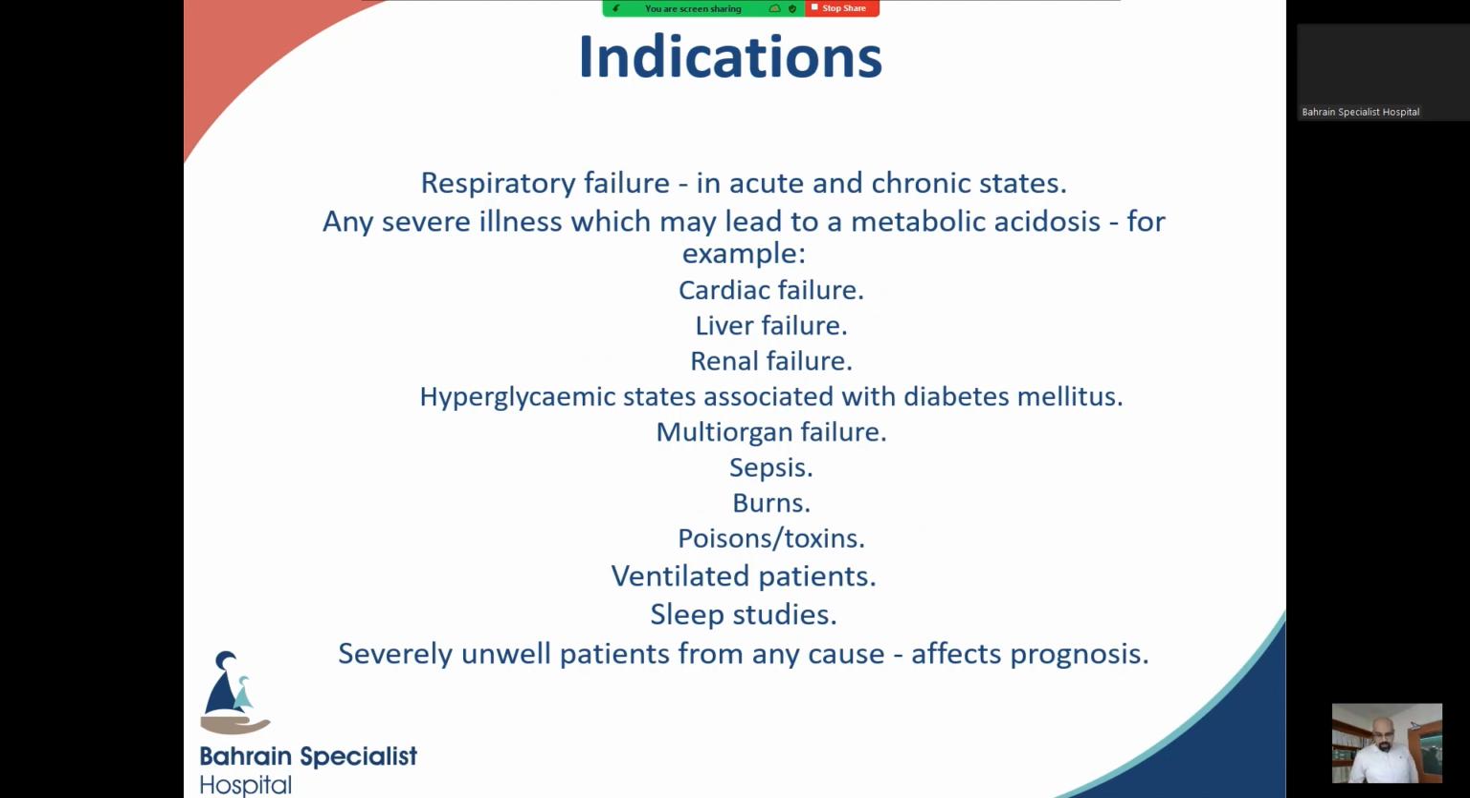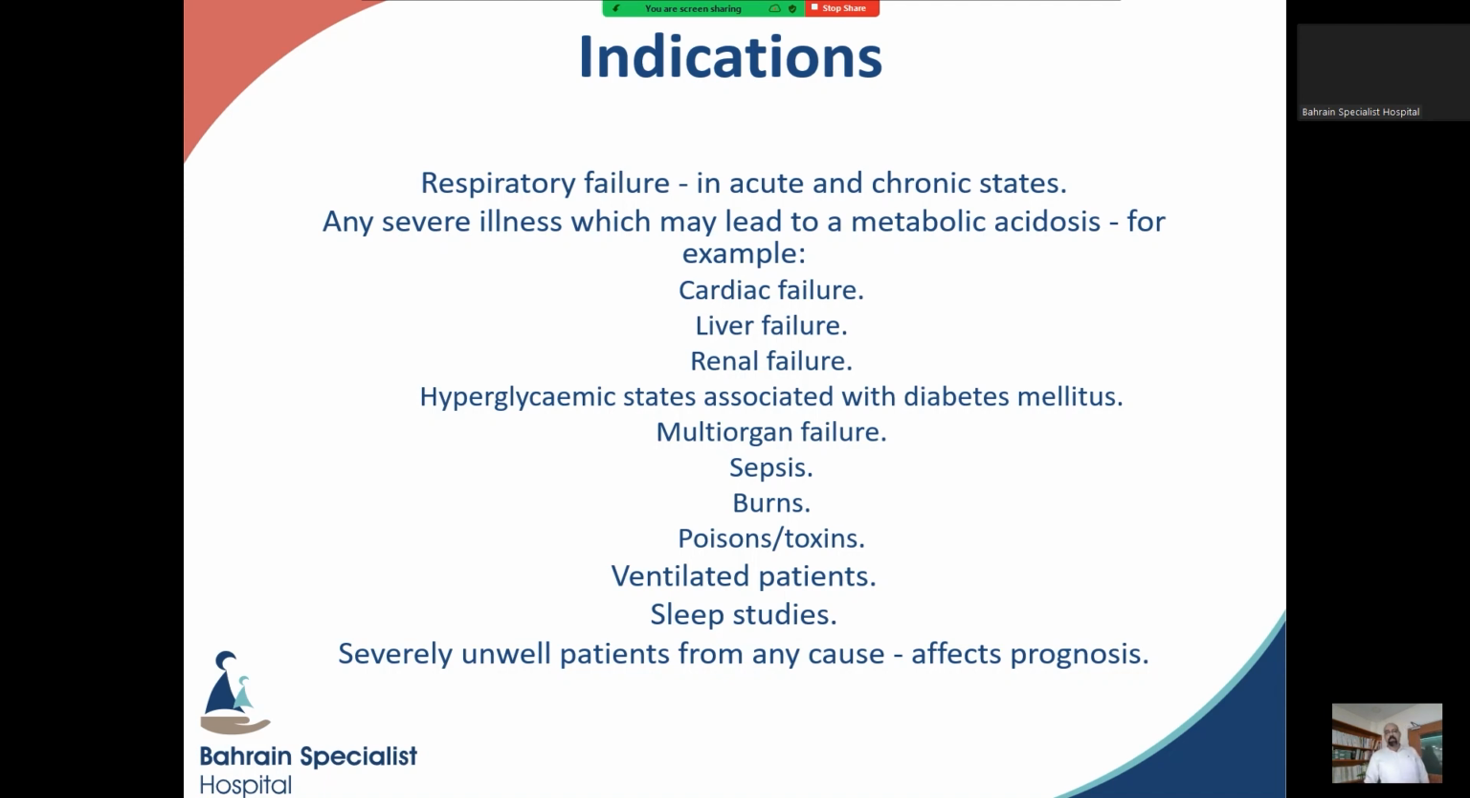So we are facing in the ER a lot of cases in which we are required to do an ABG. So I started with these indications. Some of them we are using, some of them in other departments, mostly in the ICU. The first and most common we are facing is respiratory failure, either acute or chronic, as in asthma or COPD patients. Any severe illness which may lead to a metabolic acidosis, for example, cardiac failure, liver failure, or renal failure.